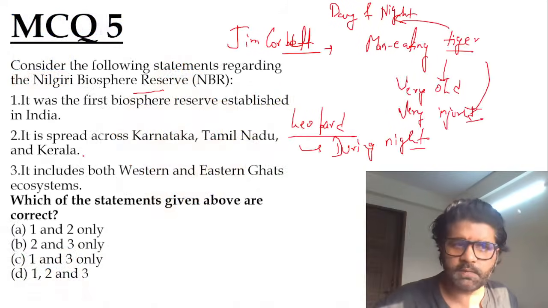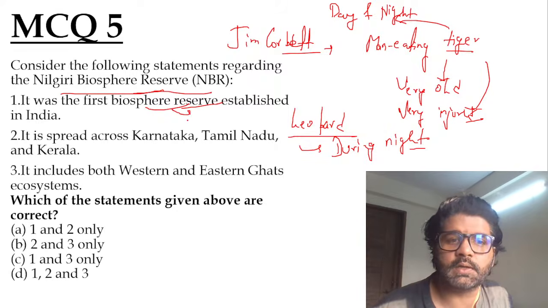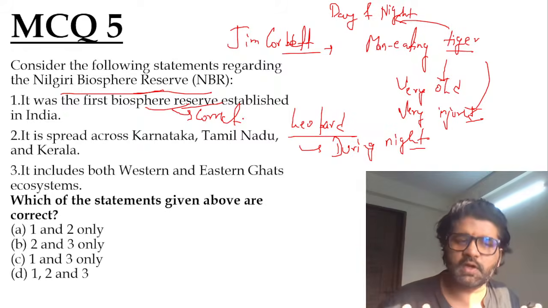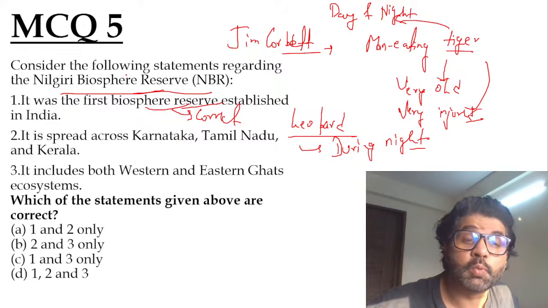And this is a tricky question. If you're getting it wrong, don't worry about it. Yes, it was the first biosphere reserve established in India. This is correct. But again, we have not discussed all the points. It's totally fine if you're getting it wrong. Don't get it wrong afterwards, after you have done this question, and research more on Nilgiri, guys.